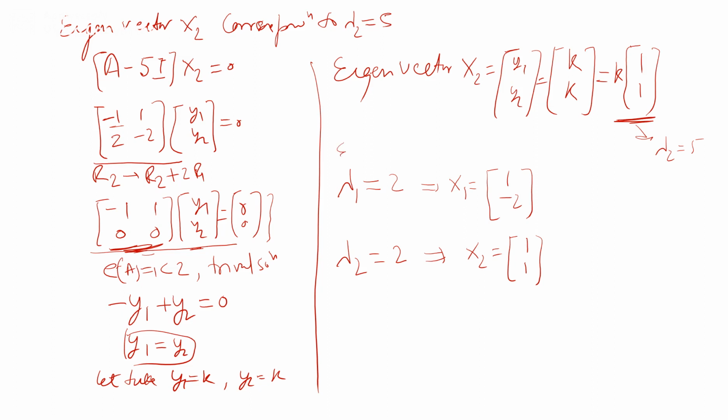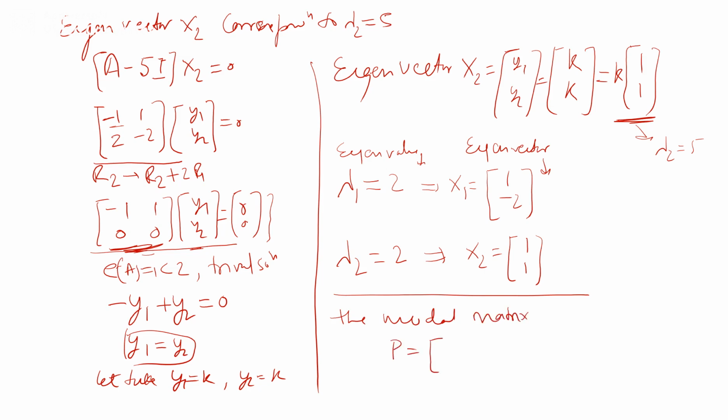So this is the eigenvalue, and this is the corresponding eigenvectors. Now we write the model matrix. So what is a model matrix? If you remember, the model matrix consists of the eigenvectors. So the model matrix, that is we say P, is equal to what? It contains the eigenvectors, capital X1, capital X2, or we can say 1, minus 2, 1, 1. So this is the model matrix.